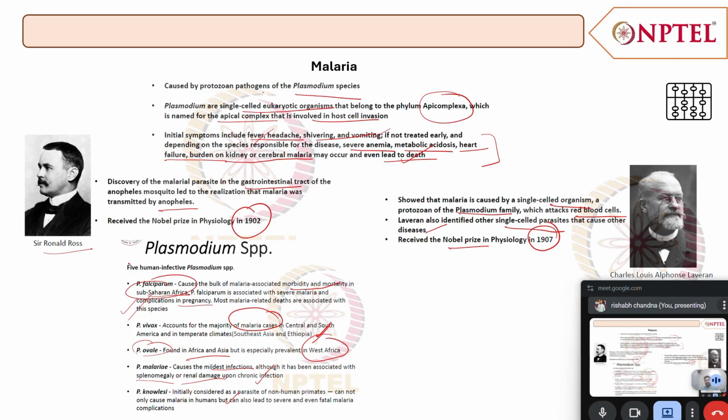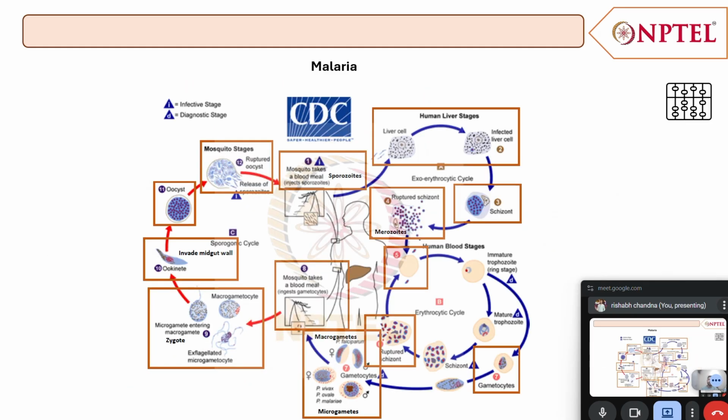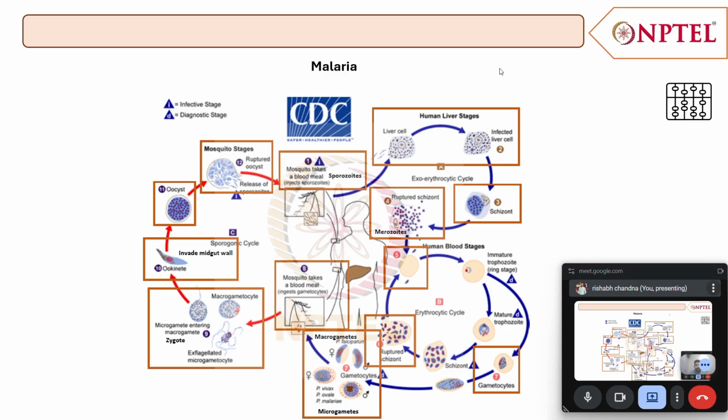Okay, so these are the five Plasmodium species that have been identified till now, and how they cause different malaria in different regions with different intensities. Now moving on to the life cycle of malaria. So here is the life cycle of the malarial pathogen in the human cells.